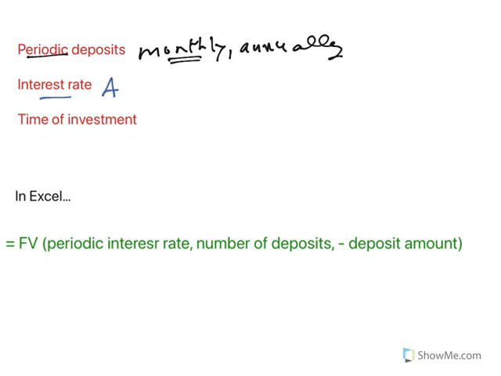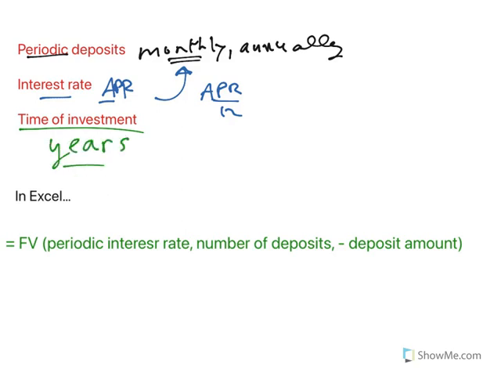Interest rate, we usually are given an APR, right? The annual percentage rate. If your periodic deposits are monthly, you're going to want to take that APR and divide by 12. Very much like credit cards and mortgages, all very similar. And then we also need the time of investment. How long are you letting that money grow before you start taking money out to live on? Usually time is talked about in years.